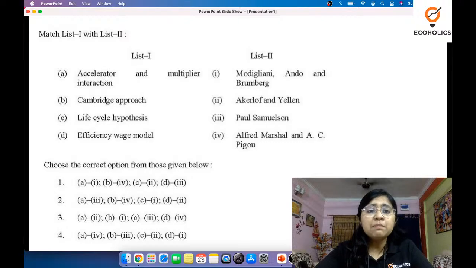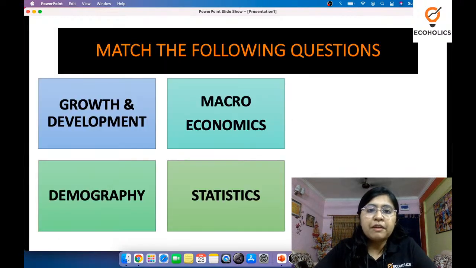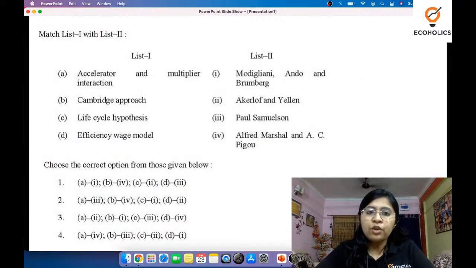Right. It is macroeconomics, right? So, as I emphasized earlier, in growth and development and macroeconomics, you will find numerous match the following questions. Now, you need to identify the very important theoretical part. See, conceptual always appears, right?